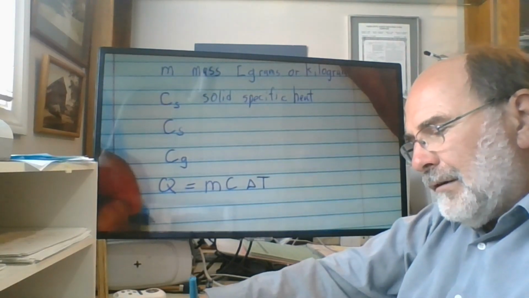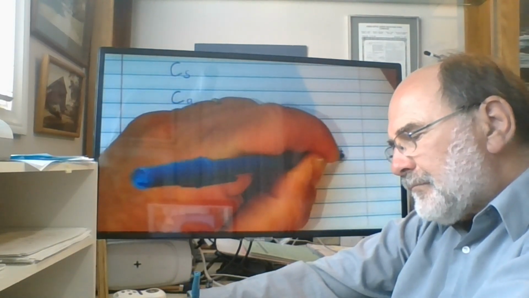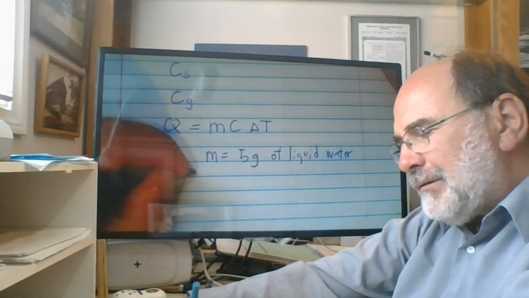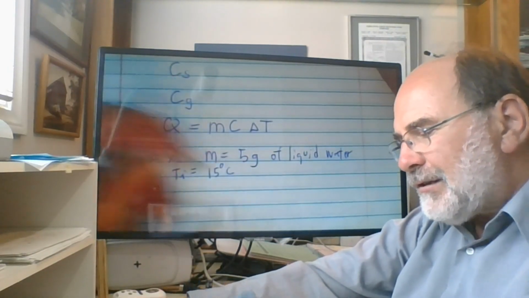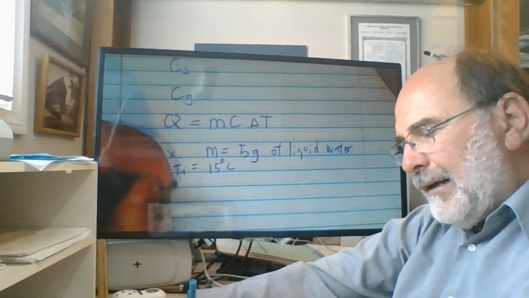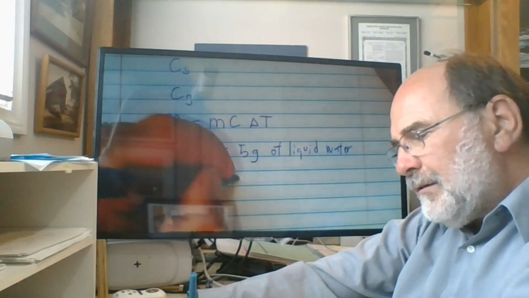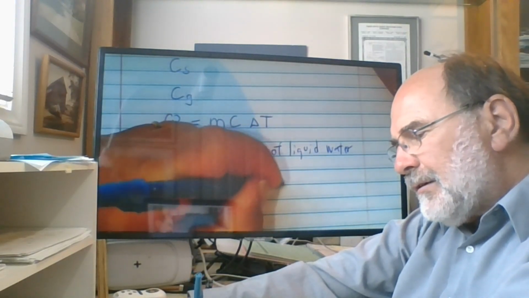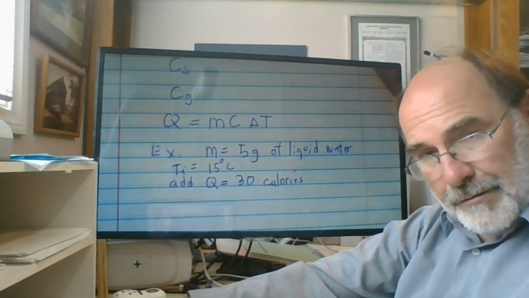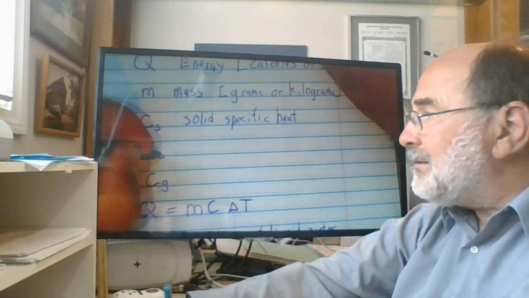So example here, the one that I said verbally, let's just do it again. Suppose I have 5 grams of liquid water, and I say its initial temperature is 15 degrees Celsius, and I add 30 calories of heat to it, knowing that the specific heat, here I wrote S, that's supposed to be an L, isn't it?